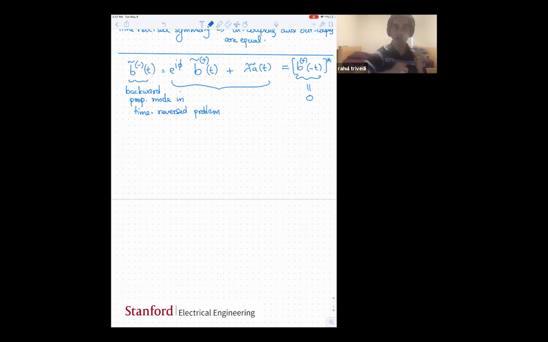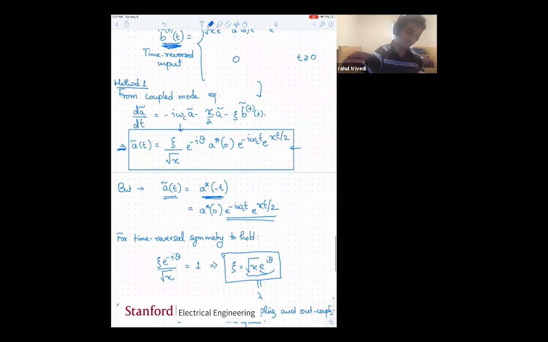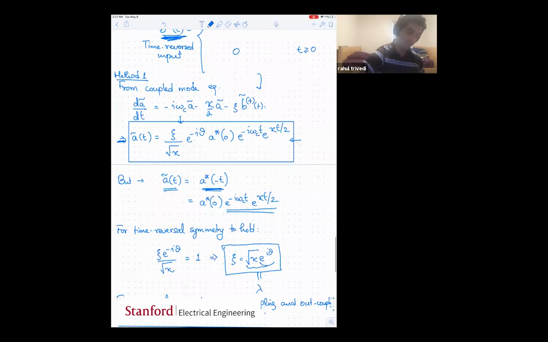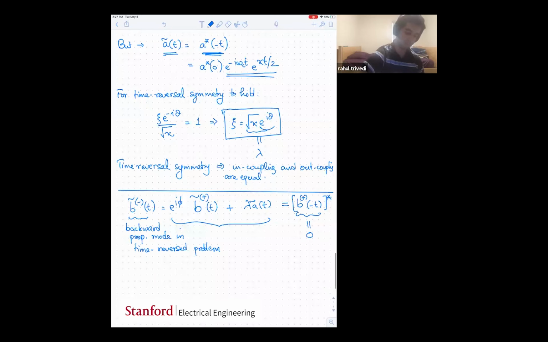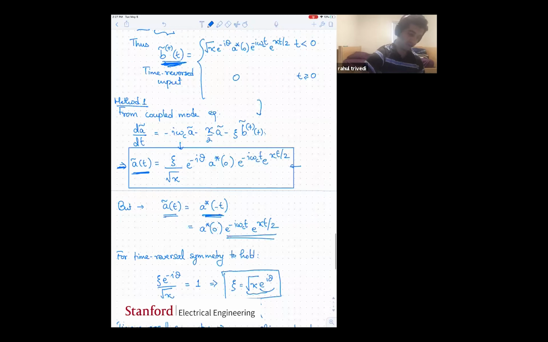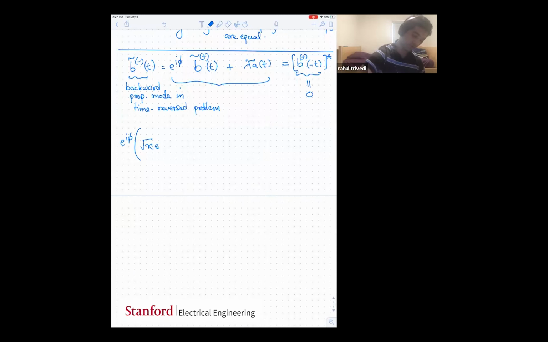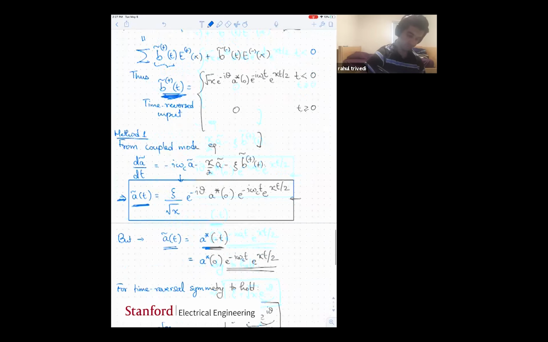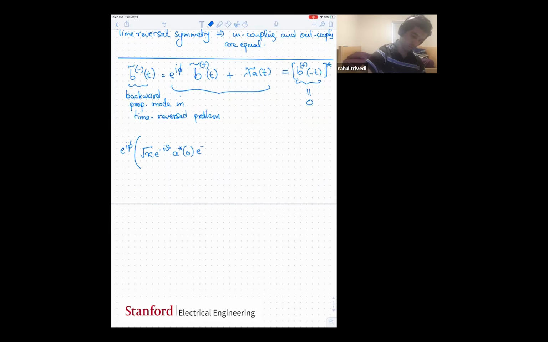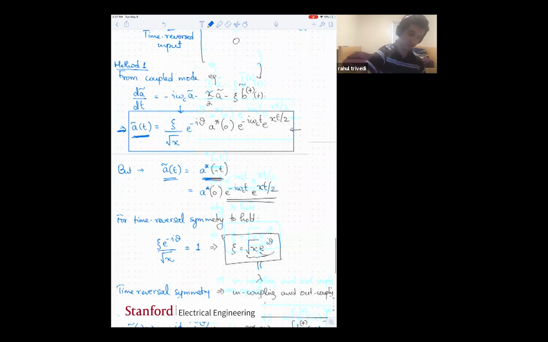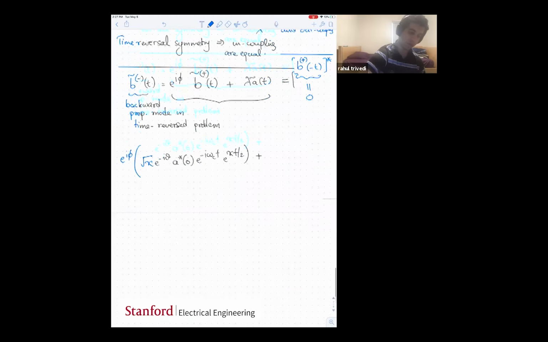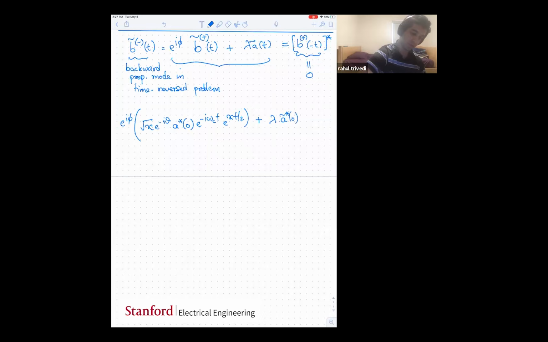Does this make sense? So for time reversal symmetry to be satisfied, both the fields inside the cavity and the waveguide should satisfy time reversal symmetry. And if you substitute b tilde of plus t, which we wrote down here, and you substitute a tilde of t into this equation, you can do that very quickly. So you get exponential i phi times b tilde of plus t, which is this guy right here. So you have square root of kappa exponential minus i theta, kappa t by 2 plus a tilde of t. You can use either of these expressions because they're equal. So let us use this guy here, plus lambda times a tilde star of 0, kappa t by 2 equal to 0.